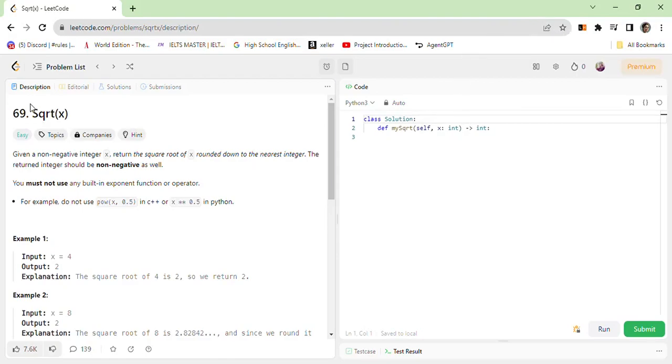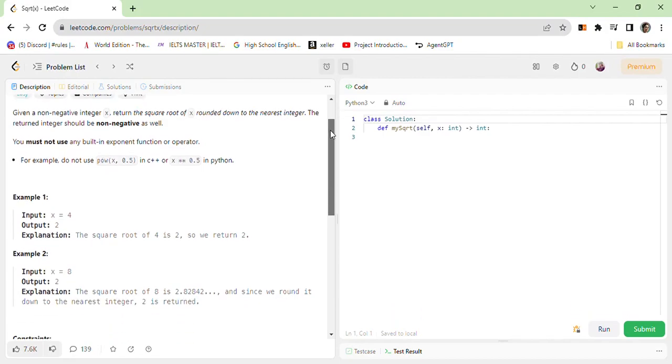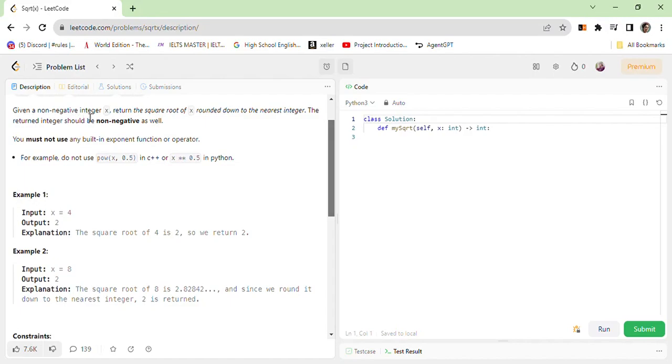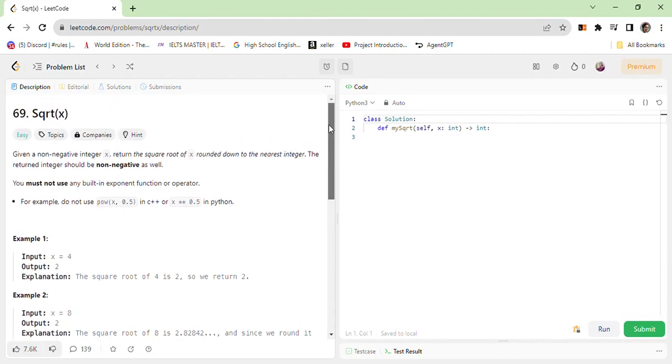So today the question I solve is square root. First understand the problem. Given a non-negative integer x, return the square root of x, rounded down to the nearest integer. The returned integer should be non-negative as well, and the constraint is you must not use a built-in exponent function or operator. So we can't use built-in functions in the solution.